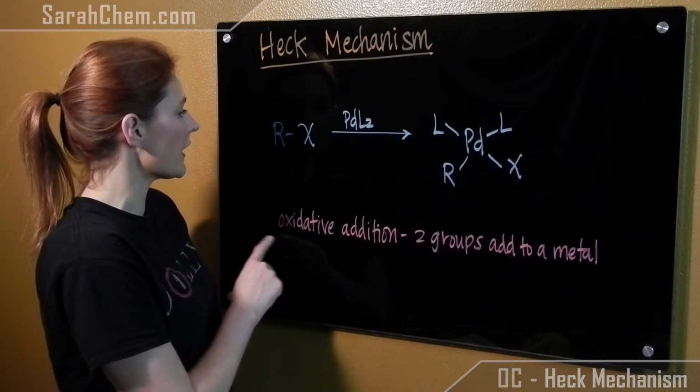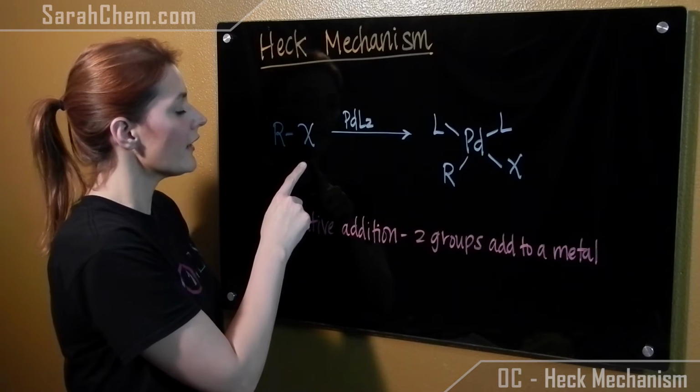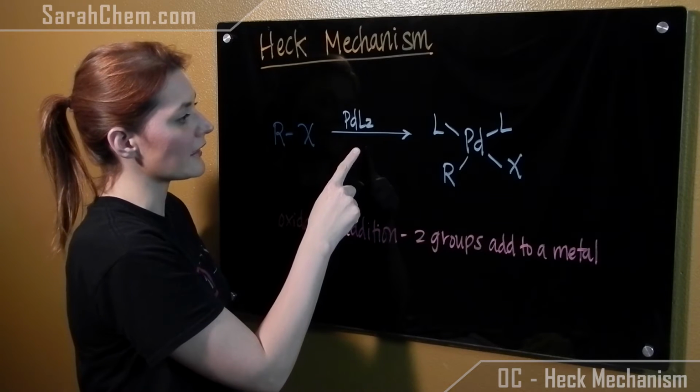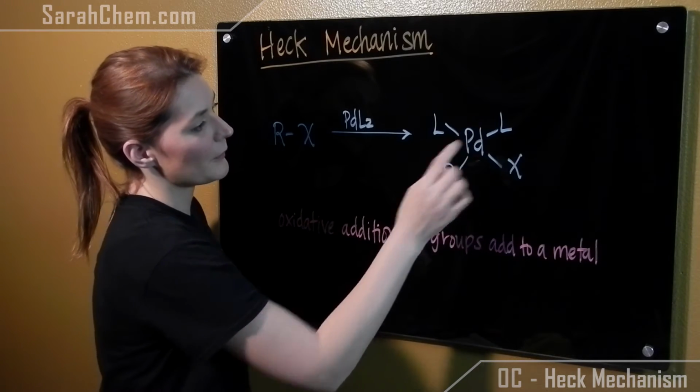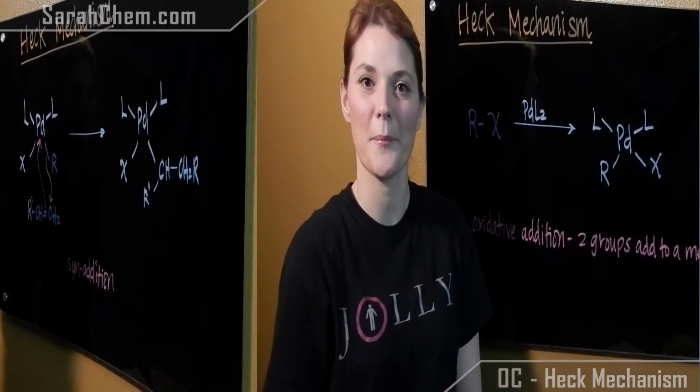So in the very first step, we're going to take our vinylic or aryl halide and we're going to react it with the palladium catalyst. This is called oxidative addition. We have added two groups onto the palladium. Let's take a look at the next step.